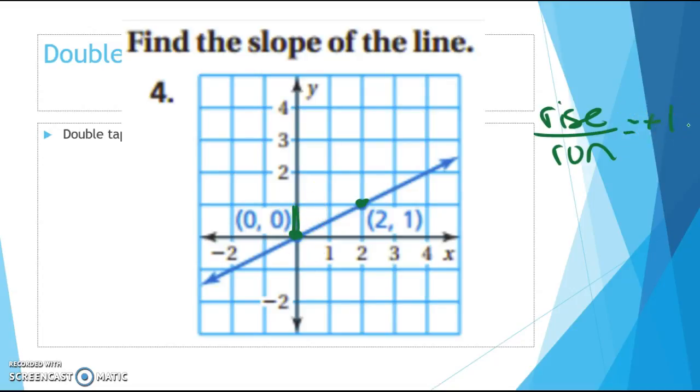And then to get to my second point, I have to figure out how far I run, which is another way of saying how far I go left or right. So I go right 2, which means my run is positive 2, because whenever I go to the right, it's positive. So my slope altogether is going to be 1 over 2.